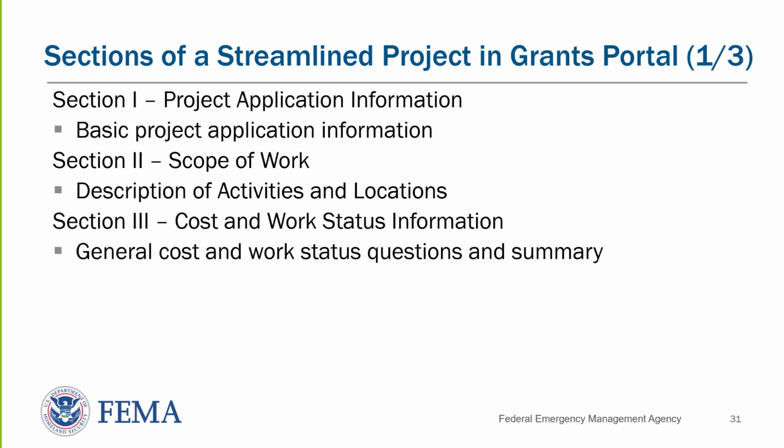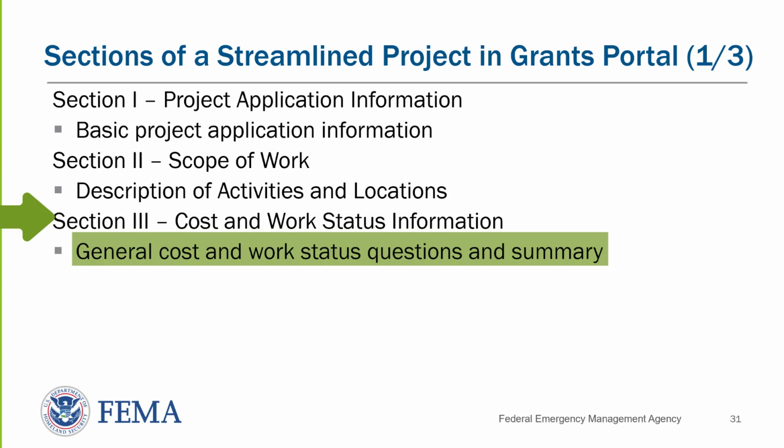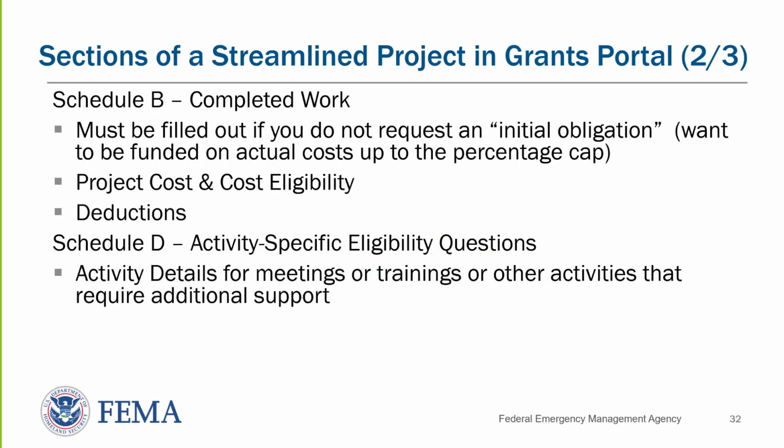If you've done any of the other Streamlined project applications, they're going to look pretty familiar. So Section 1, project application information, is just some basic information that you provide. Section 2 is our scope of work, description of activities and locations. And then Section 3 is going to be our cost and work status information. That's going to tell us, is it a small or a large project? And is it work completed or work to be completed? So then we get into our schedules.